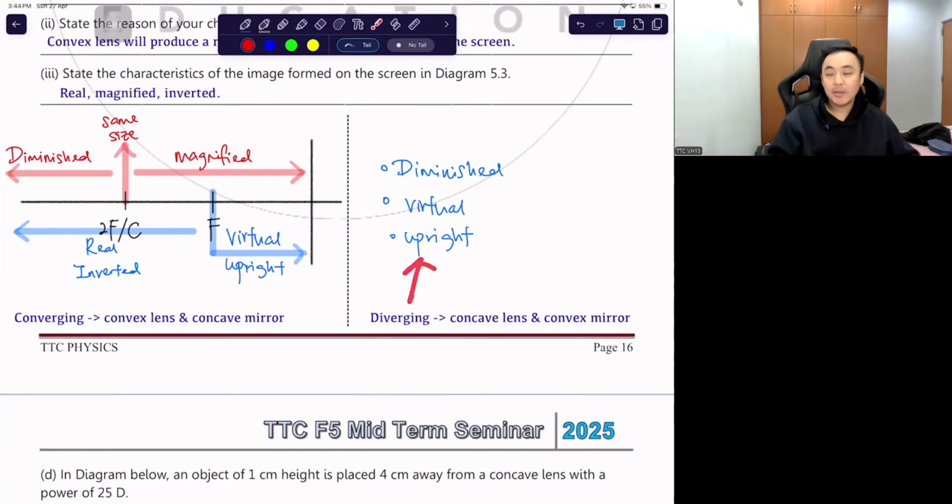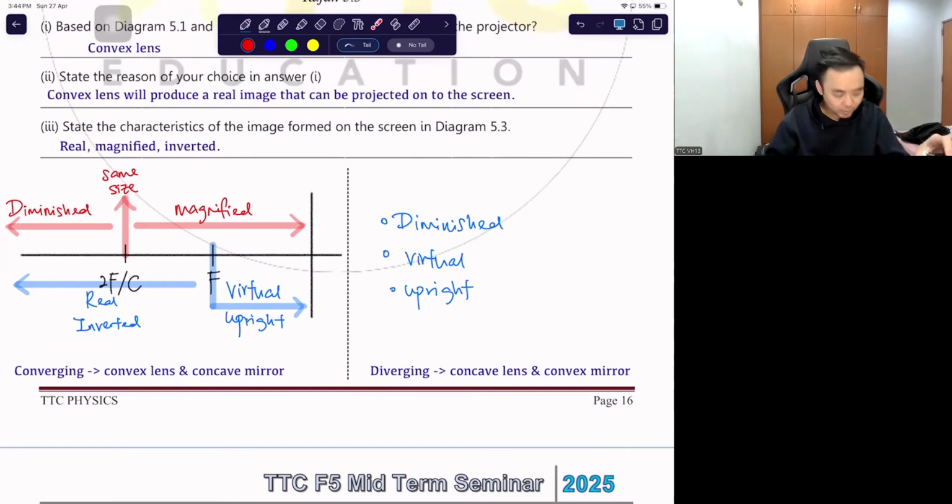Converging, right? Follow the shortcut. So that's a simple trick for you. Of course, write it down.